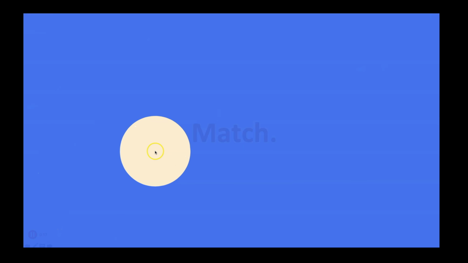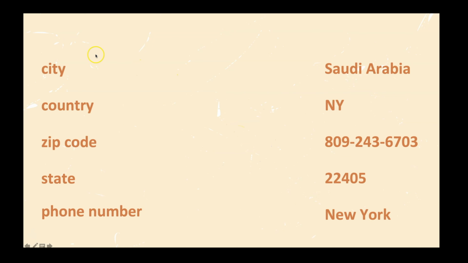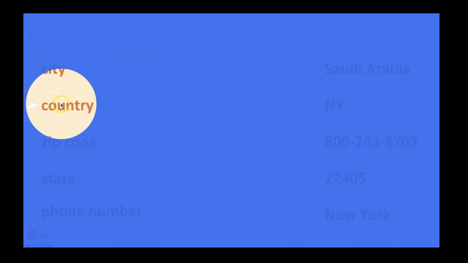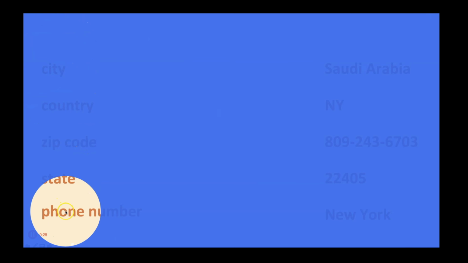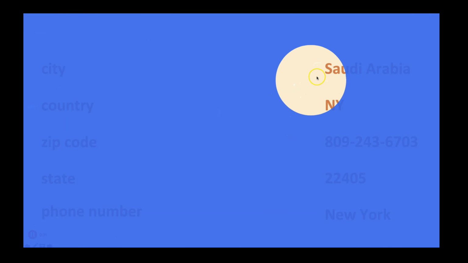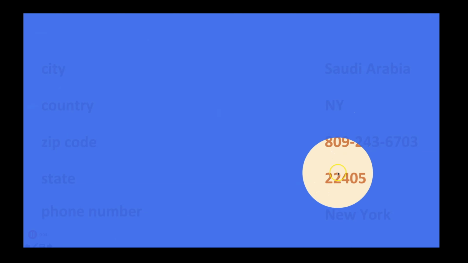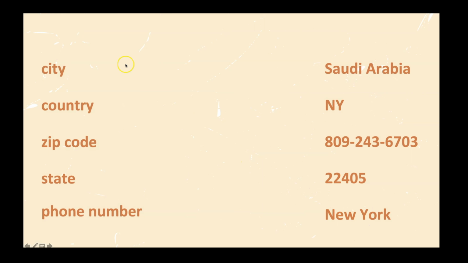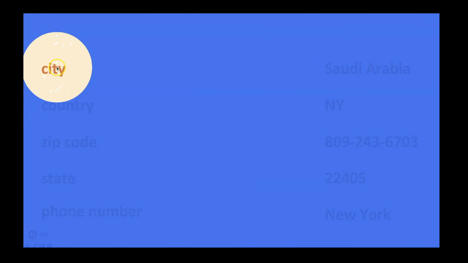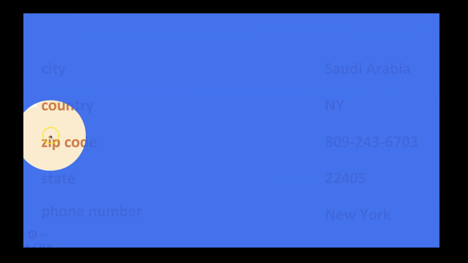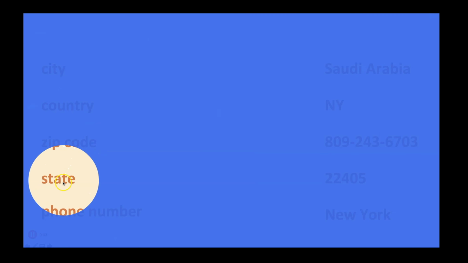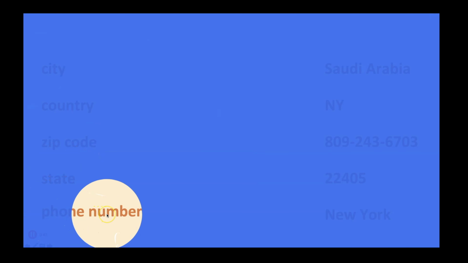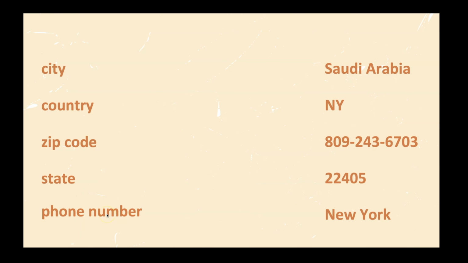Okay. Now, you are going to match. Here on the left, we have 1, 2, 3, 4, and 5 words. And then here on the right, we have 1, 2, 3, 4, and also 5. So our first word here on the left is city. Then we have country, zip code, state, and phone number. Now match them to the correct example on the right.